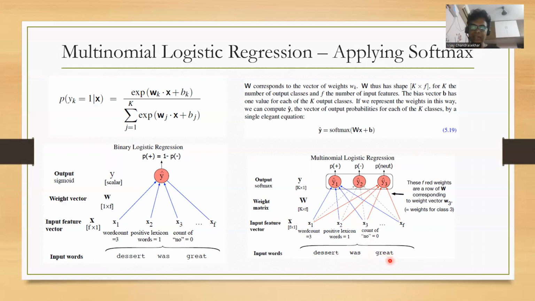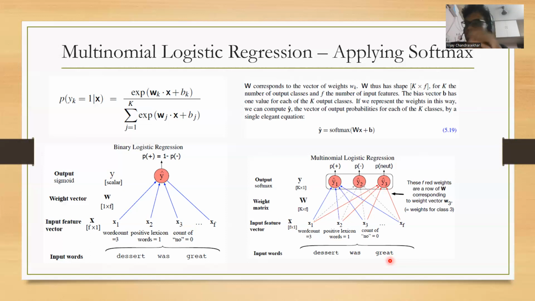It's a 3-word phrase, which is "dessert was great." Now we're supposed to classify this phrase as one that carries a positive sentiment or a negative sentiment or a neutral sentiment. Okay.